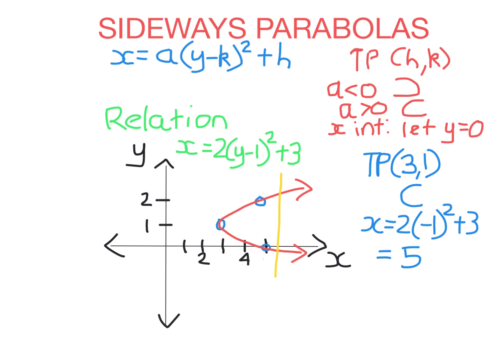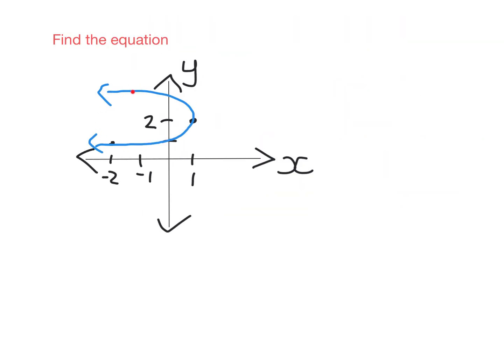All right, let's now look at doing the opposite, finding the equation when we're given the graph. So we're going to find the equation of this sideways parabola here. So we know, because it's a sideways parabola, we can write its equation in the form x equals a(y minus k) squared plus h. So we can immediately find h and k from the turning point. So h is the x value of the turning point, which is 1. And k is the negative of the y value of the turning point. So the y value of the turning point is 2. So we're going to put a negative 2 inside the brackets.